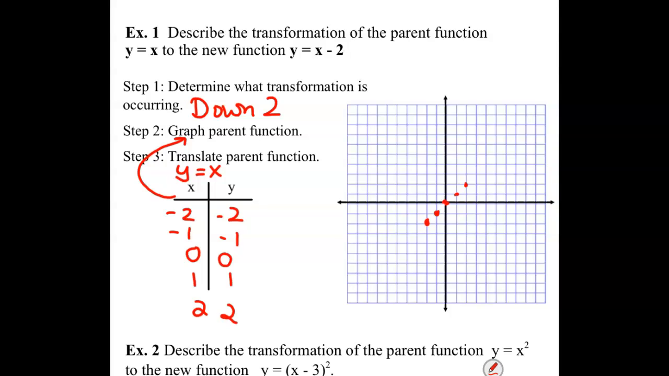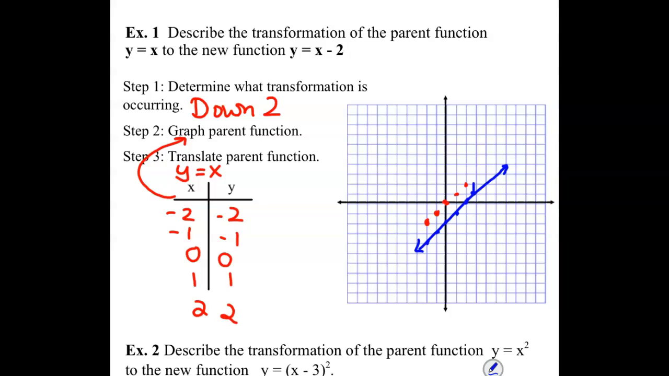I typically write my parent function just with dots. If I am going to draw it in, I make it a dotted line or curve to show that that's my starting point. It's not my final answer. Okay? So the red dots represent my parent function. We said we want to move everything down 2. So picture taking your points and just shifting them all down 2. So this one moves down 2, down 2, down 2, down 2. I haven't changed the shape at all, right? It's still a line. It's just been shifted down.